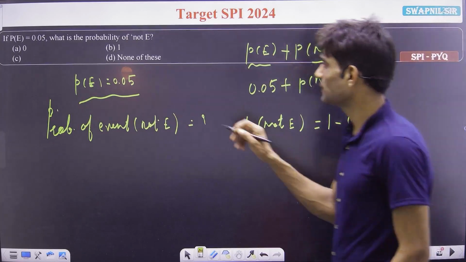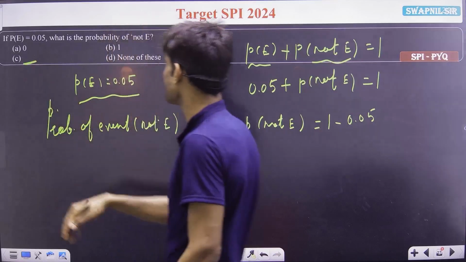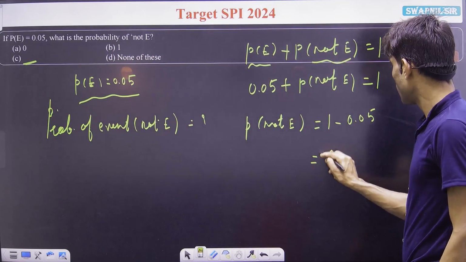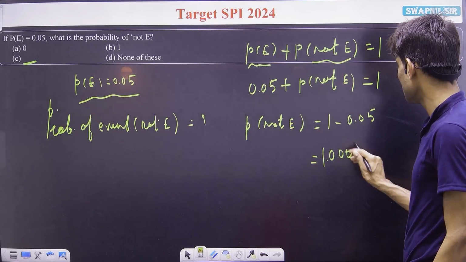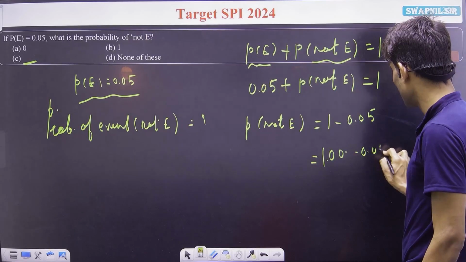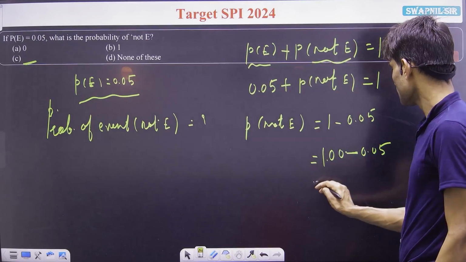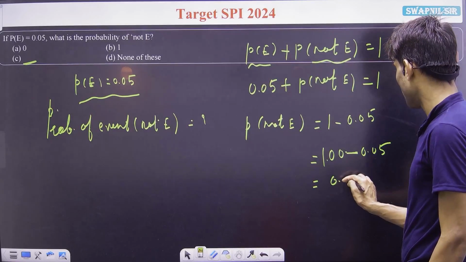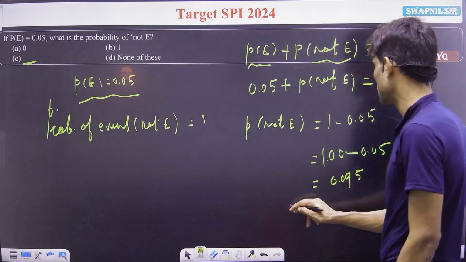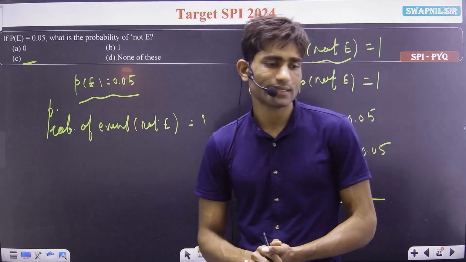The option is not mentioned here, so we have to write it ourselves. That means 1.00 minus 0.05, which is 0.95. This is the right answer in our example.